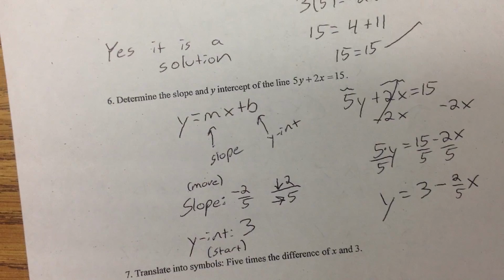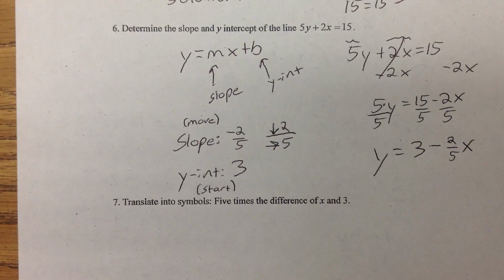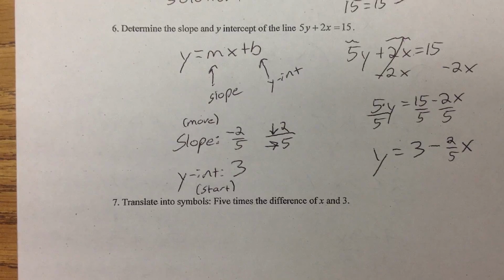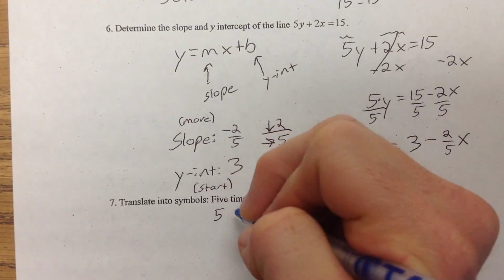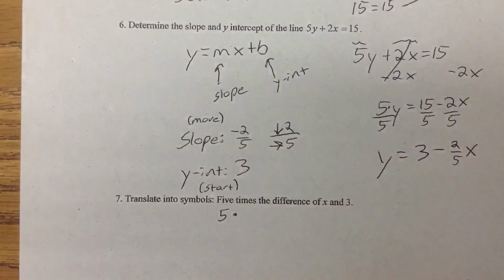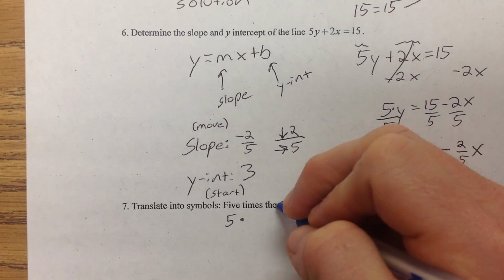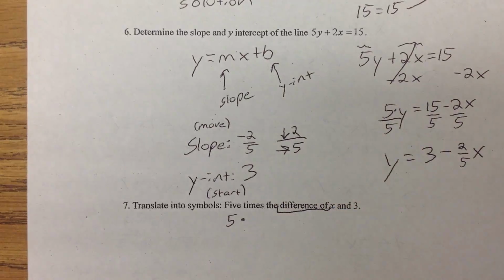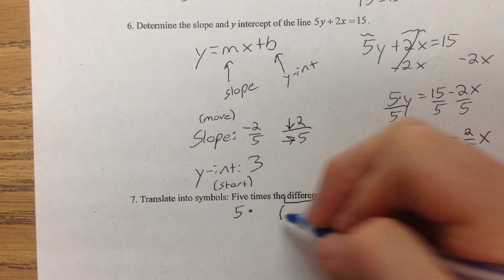All right, last but not least, translate into symbols. 5 times the difference of x and 3. So, if we're doing this, I think most people are going to get this first part right. They're going to be like, all right, 5 times, that's multiplication. The key is the second part, difference of. It's knowing that difference is subtraction, and then that difference of we're going to need to use parentheses.